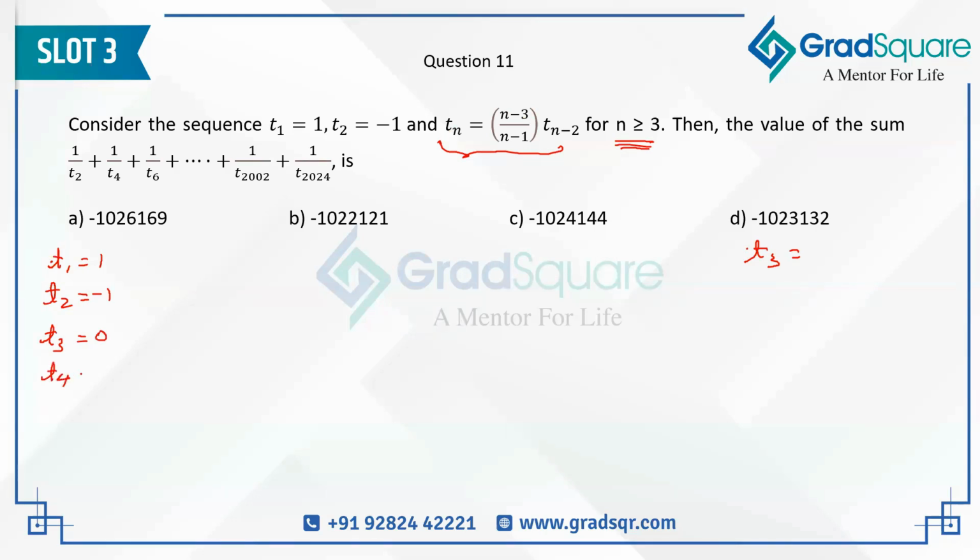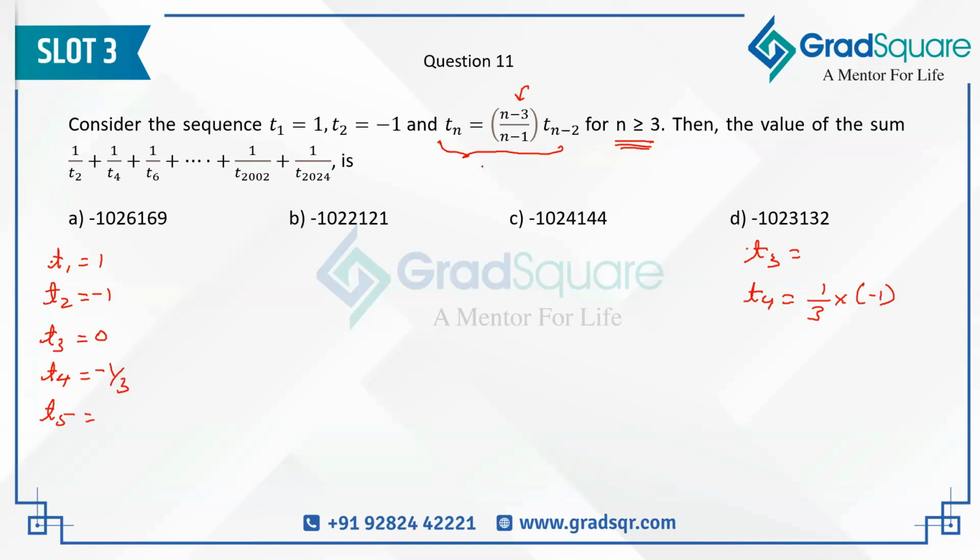Okay. Now, if I want to get the value of T4, what does it give me? Look at this. 4 minus 3, which is going to be 1. 4 minus 1, which is going to be 3. Right? Into T of 4 minus 2. That means T2 is what they're talking about. So if they're talking about T2, then I'm going to put -1. So -1 by 3 is what we are getting. I still don't have a pattern with me. Let's go a little further, write the first few terms, as I said.